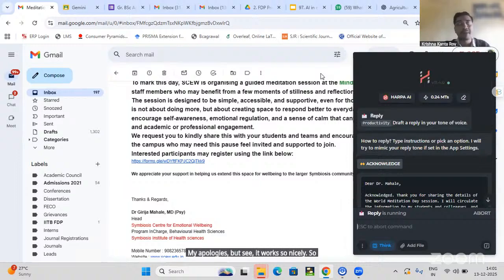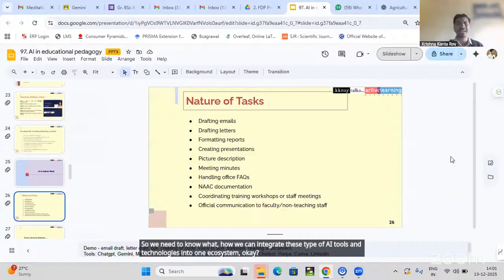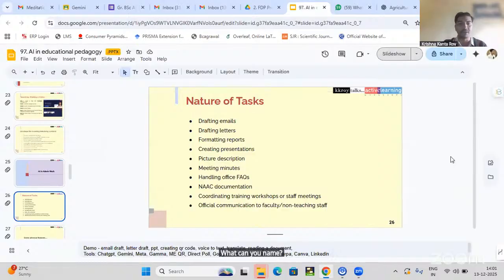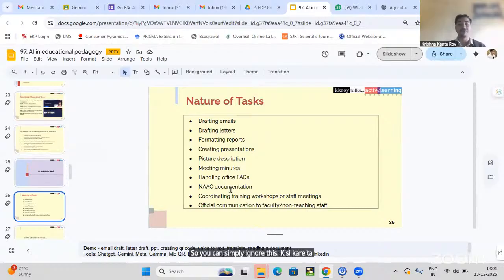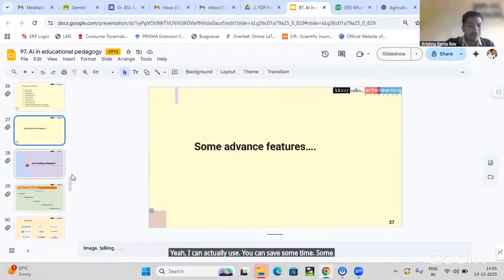So, आपका कोई एक, मान लीजिए you have a web page, उसका summarization चाहिए, it can do it for you in just minutes. So we need to know how we can integrate these types of AI tools and technologies into my ecosystem. क्योंकि किसी का होगा कि नहीं, मुझे admin ज्यादा नहीं करना रहता है, तो you can simply ignore this. किसी का रहता है, I am not part of NAC documentation, fine. कोई बोलेगा no, I have to spend a lot of time in NAC documentation or event management or something, AI can actually use. You can save some time. Some of the advanced features में आप explore कीजिएगा.